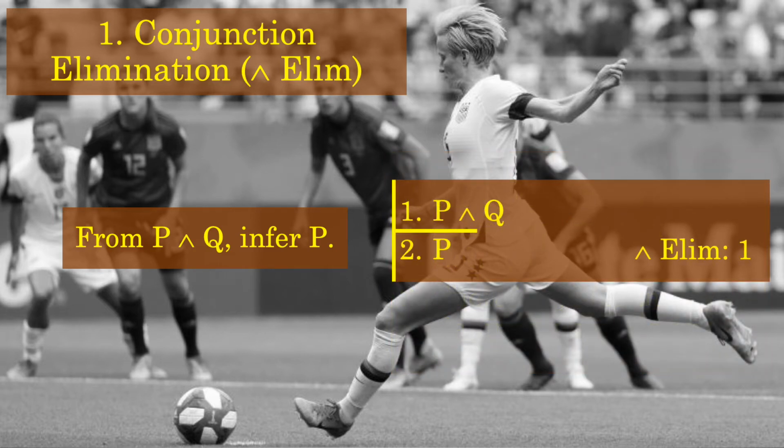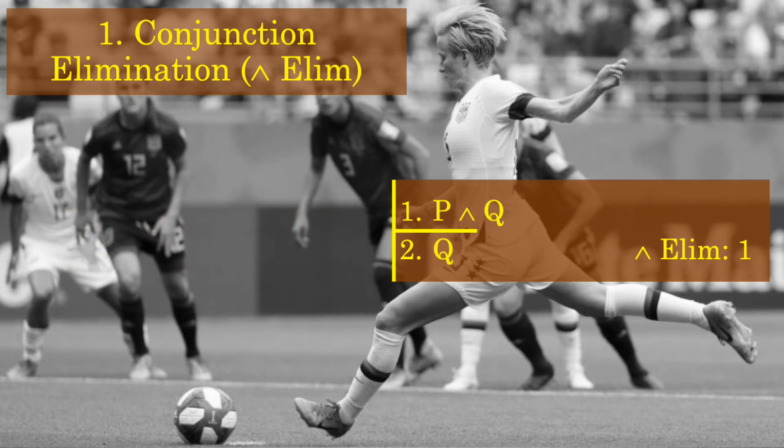Let's look at a very simple application of and elimination on the right over here. We're given P and Q, and just as the rule says, we want to infer P from that. Then in the right-hand column, we're going to put and elim, the rule, and the line to which we applied that rule, which is line 1.